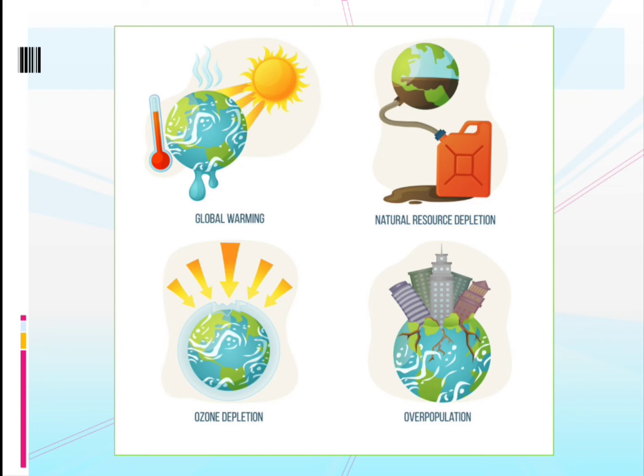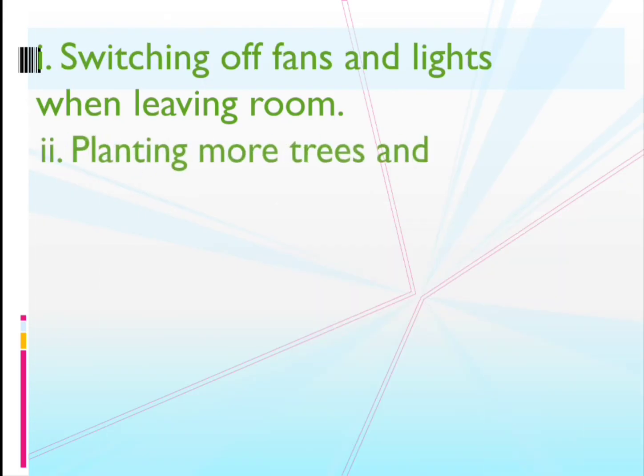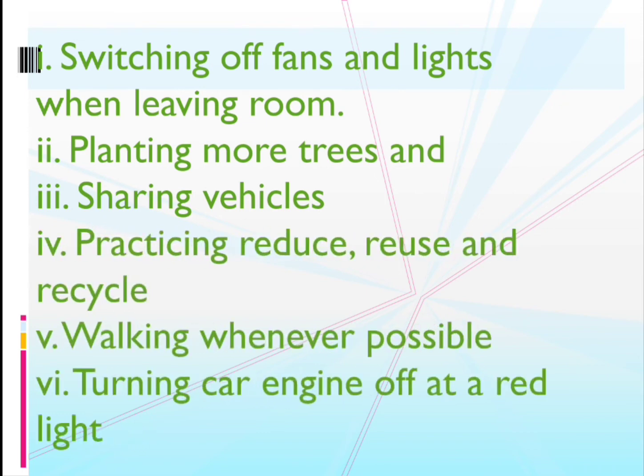Now how can we conserve them, how can we save them? We have many uses for natural resources, and we cannot survive without them, isn't it? So how can you conserve them? We can do it in some ways. By switching off the lights and fans when we are not using them. Not only fans and lights, it might be any electric goods which we are not using, please switch them off. When you are leaving the room, switch off the light and fan.